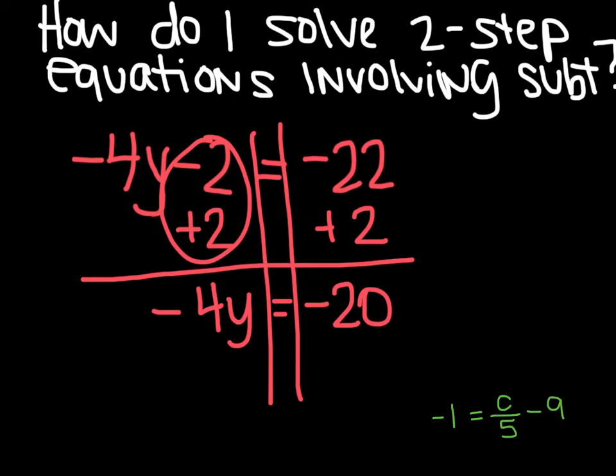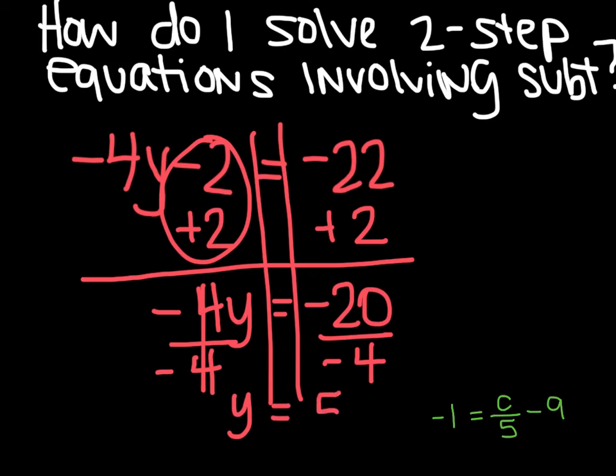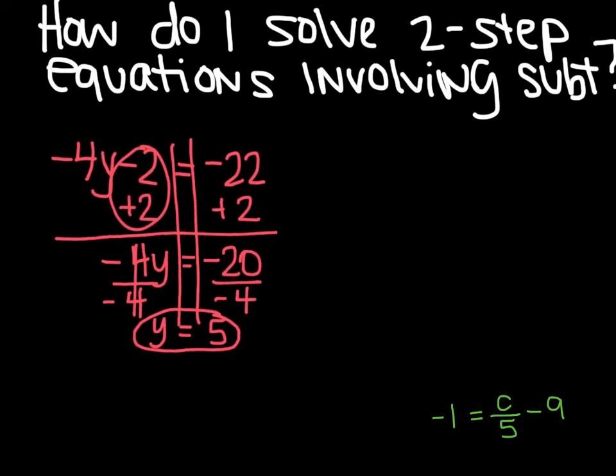Now I look to my y. It's still not by itself. It is attached by multiplying of negative 4. So to undo that, I need to divide by negative 4 on both sides. And that cancels out, or 1's out, equals, y equals, and then negative 20 divided by negative 4 is positive 5. And then you check your solution.